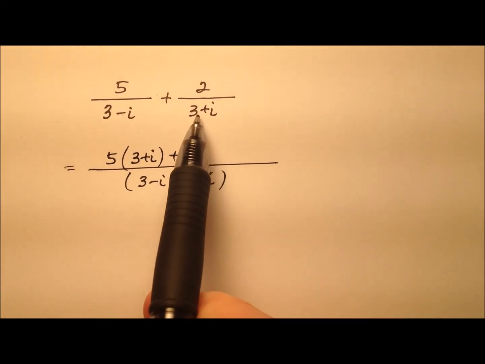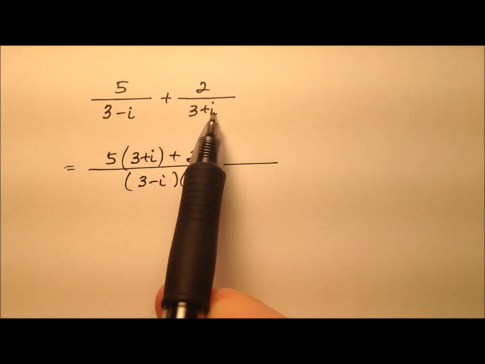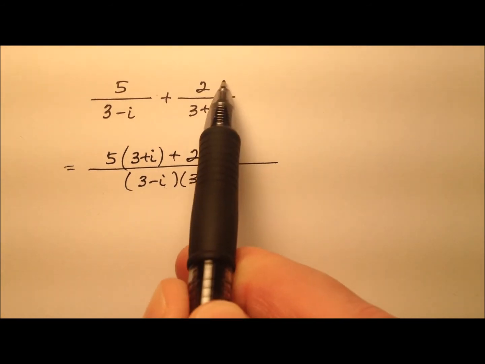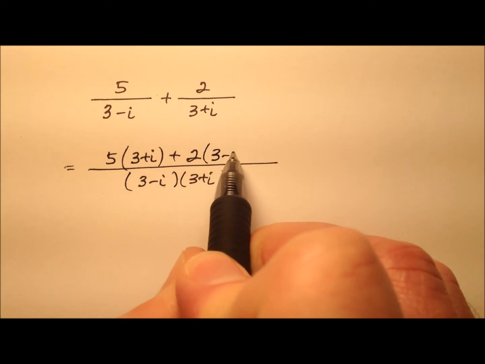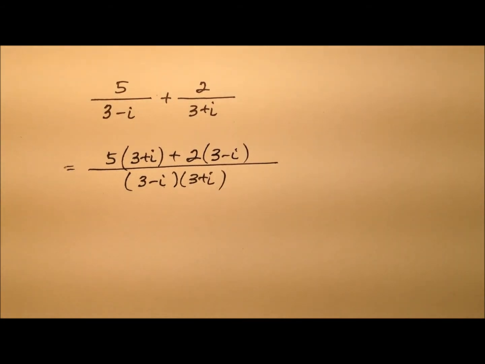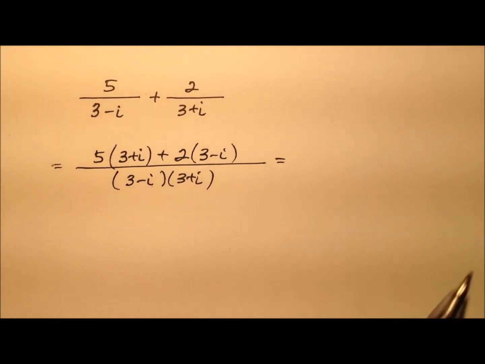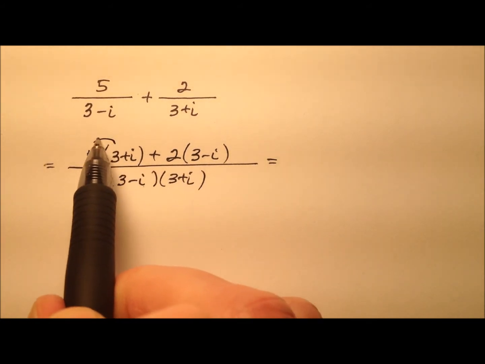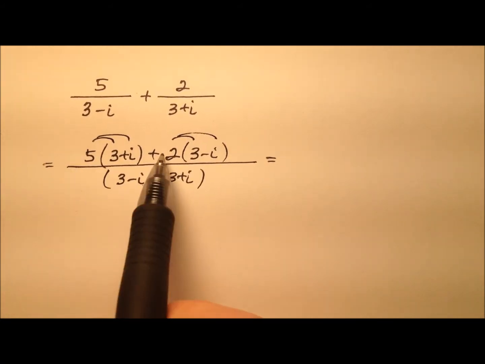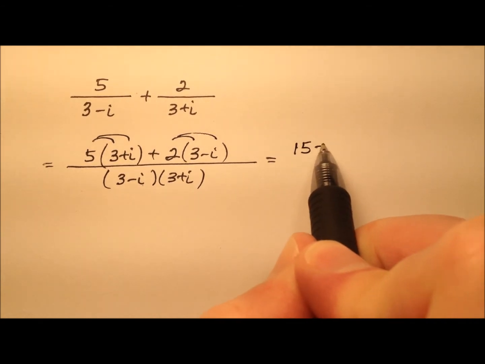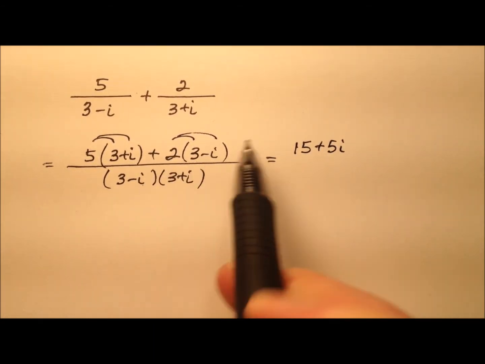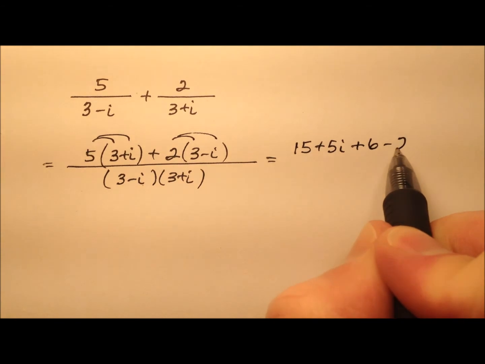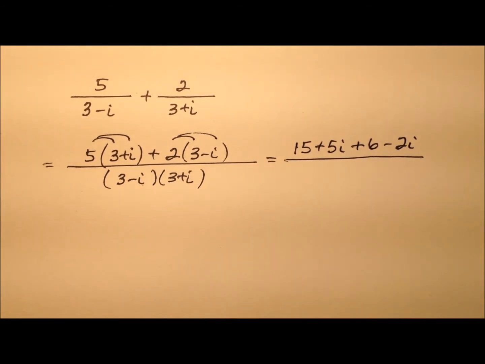And for the second fraction, the denominator was 3 plus i, but we don't have the 3 minus i. So let's go ahead and multiply by the 3 minus i. And as we shift over here, we can do a couple of things. In the numerator, we can go ahead and distribute. So it looks like I'll have 15 plus 5i, and then plus 6 minus 2i.